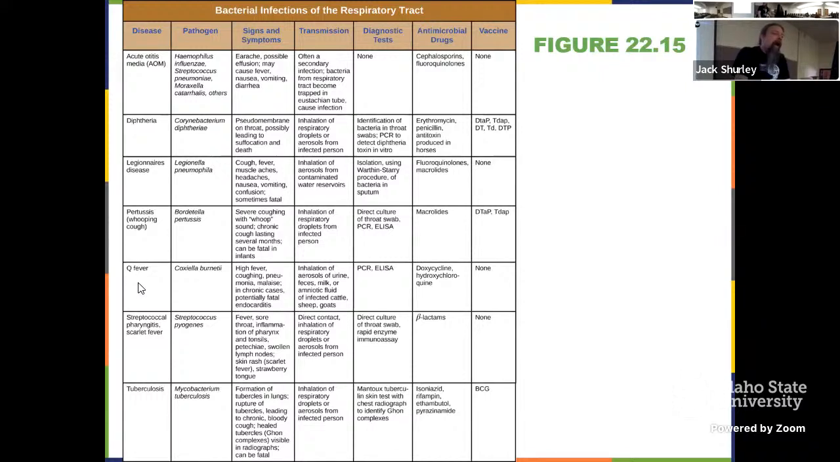Q fever is kind of an oddball. It was called this because they didn't know what caused it. Q for query. We're like, what is it? It's question mark, right? We don't know. Well, we now have a firm understanding that Coxiella burnetii is our bacterium that causes Q fever. It just took some time to truly figure it out. So fevers, coughing, pneumonia, all sorts of issues, all of these, except for the ear infection, we're thinking about stuff like that. And then we've talked strep and TB.